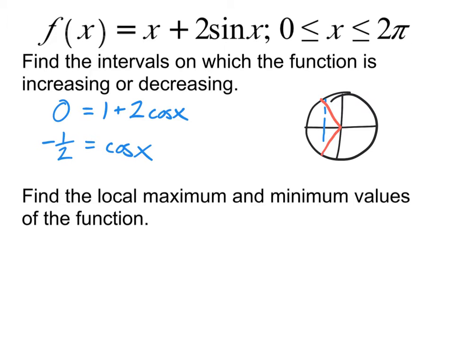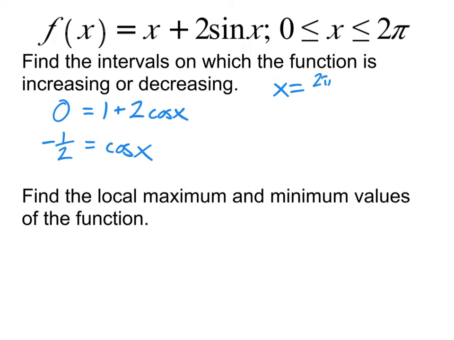It is 2 pi over 3 for the top one. Isn't it? And the bottom one is 4 pi over 3. Yeah, okay. So, x equals 2 pi over 3 and 4 pi over 3.